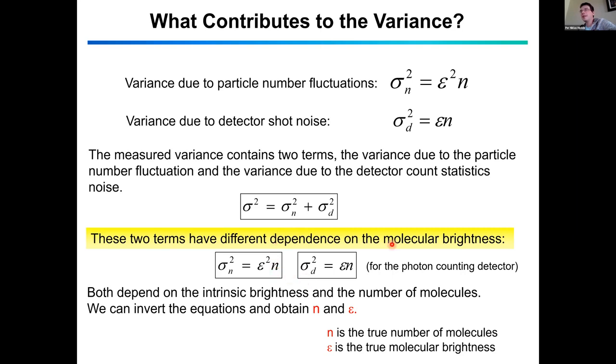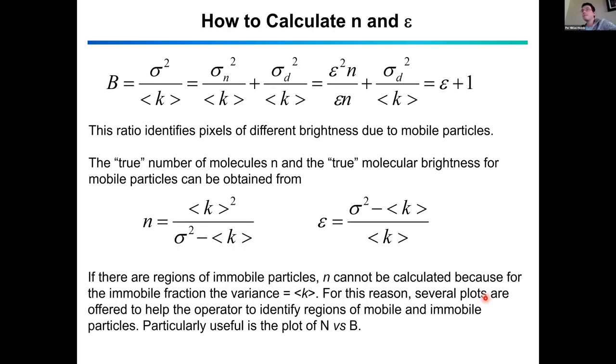But because they have different dependence on the molecular brightness, we can separate the two out. And then we can get n and epsilon, which is the true average number of molecules and the true molecular brightness. So to do the relation, we start with the brightness that we defined as the variance divided by the average intensity. Then we can split the variance into the two terms, the number fluctuations and the detector noise. Then we can substitute different dependencies on the brightnesses you were seeing on the last slide, and we see that we end up with epsilon plus 1.